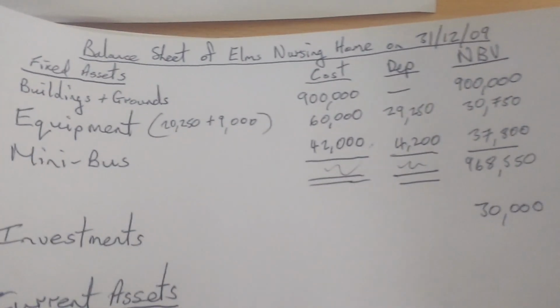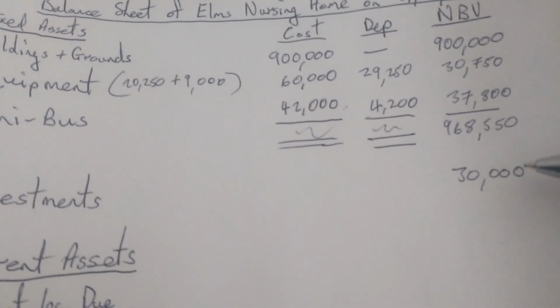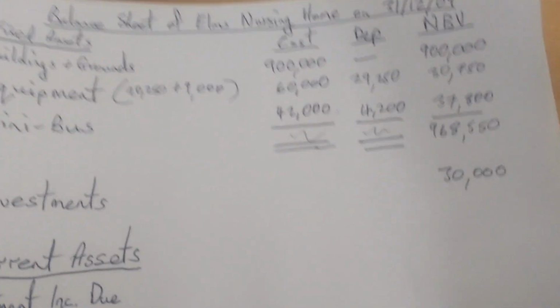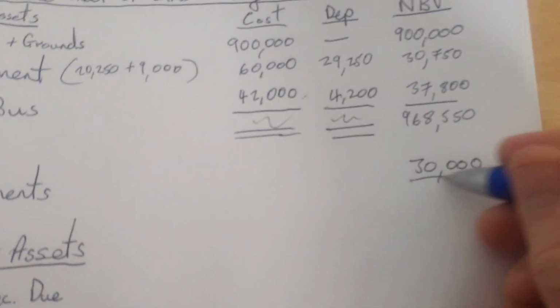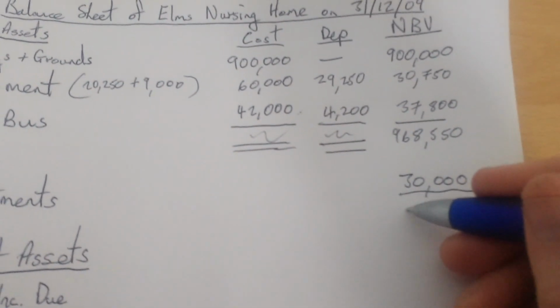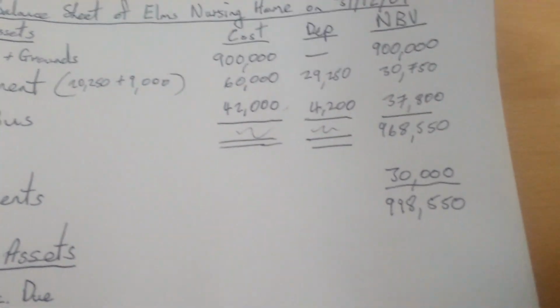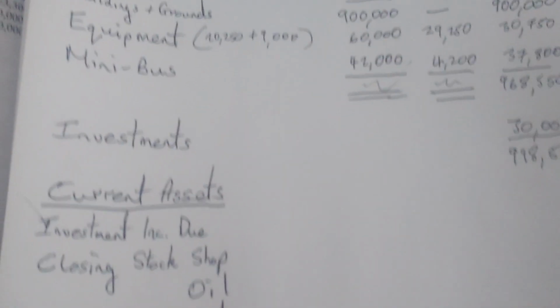Okay, so then, as I say, again, you don't have to add these two together right now. You can wait until you've got your net assets down further, or you can total it now and then add on the further one afterwards. So I'm going to total that now, and it gives me 998,550. Okay, but as I say, you don't have to do it just yet.